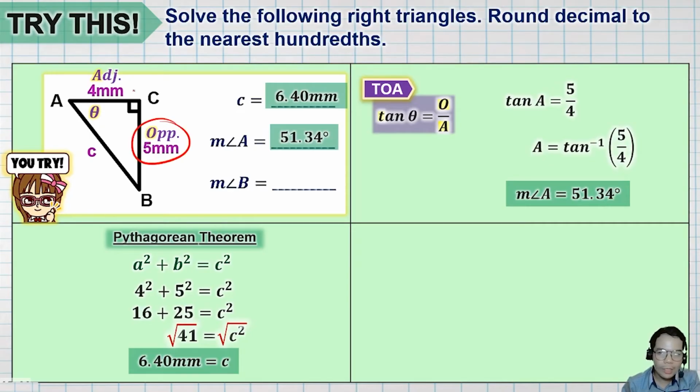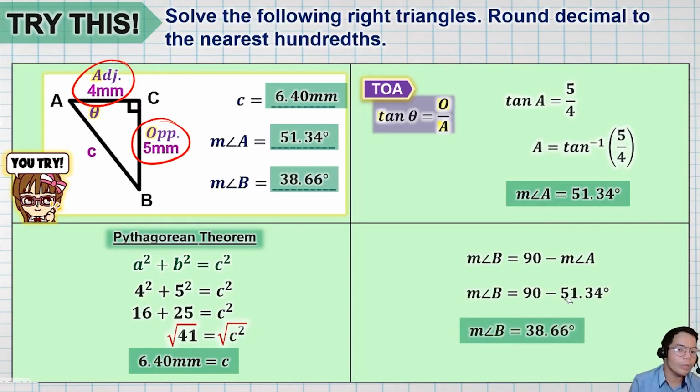Kasi once again, ang binigay sa atin dito is the opposite side and also the adjacent side. So we'll use tangent theta is equal to opposite over adjacent. So tangent of angle A, since we want to solve for angle A first, so that's gonna be tangent of angle A is equal to opposite, which is 5, and then adjacent, which is 4. Then shift tangent ka lang, or arc tangent of 5 over 4. You can type this already on your calculator. Shift tangent 5 over 4. The correct answer is 51.34.